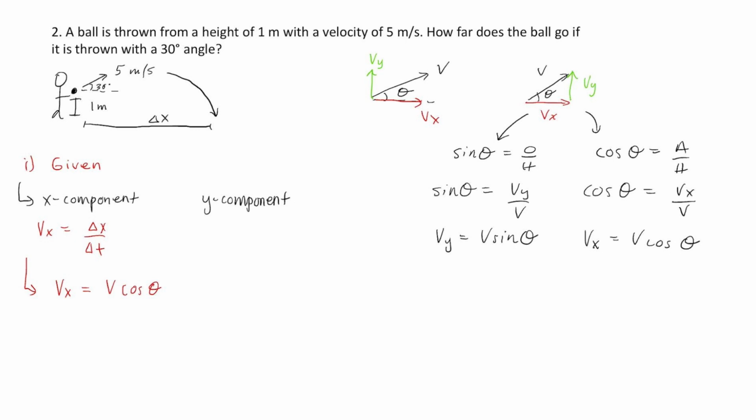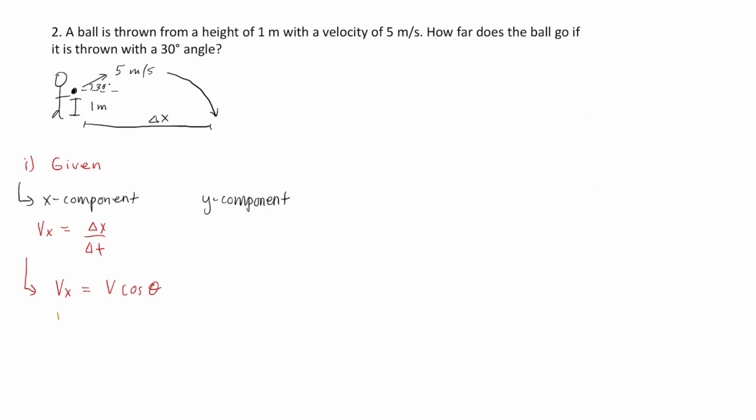When we rearrange this, we see that Vx is equal to v cos theta. And that's how you find the x and y components of the velocity vector. And so looking back at our Vx equation, all I need to do is plug in the values for V and the angle, and we find that Vx is equal to 4.3 meters per second.